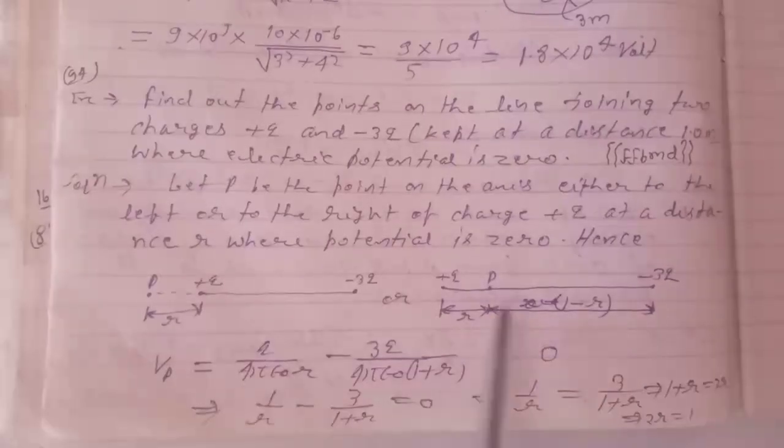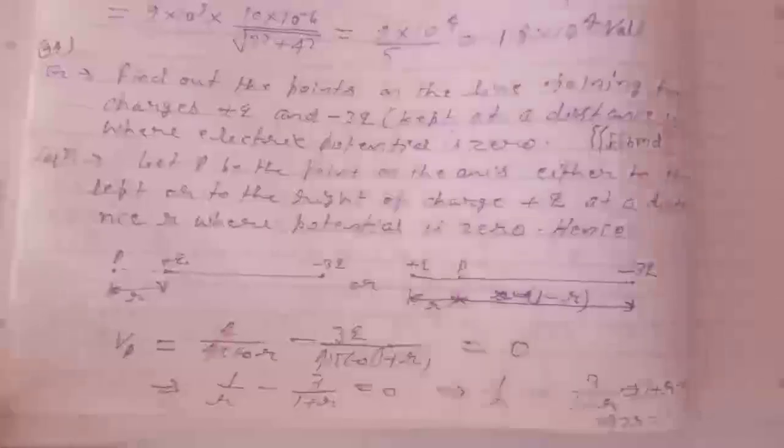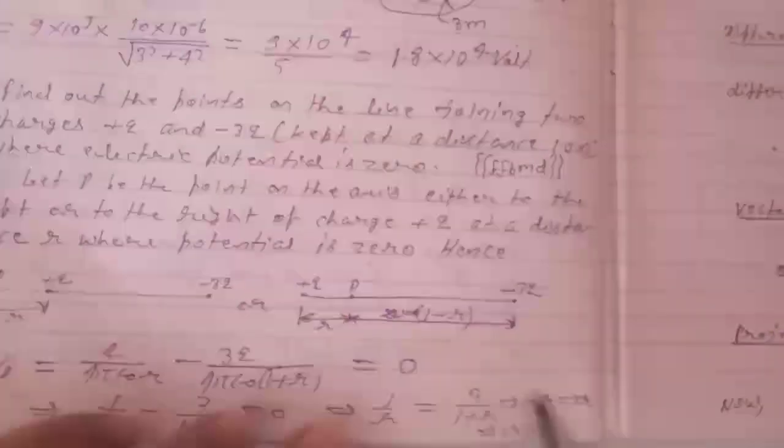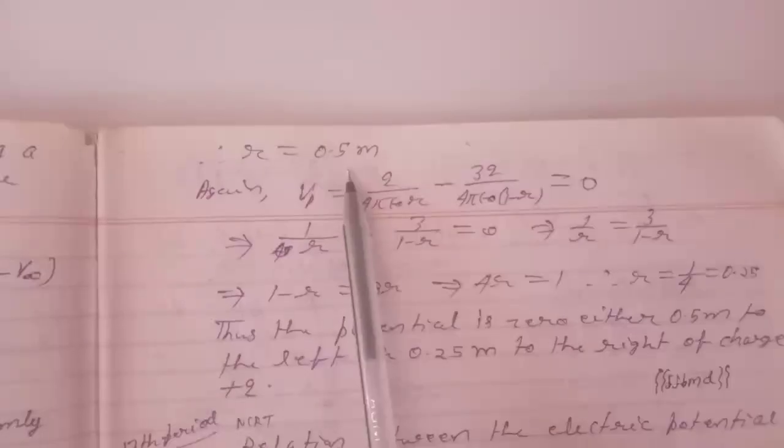Now since the potential should be 0 at P, we have Vp equals 1 by 4 pi epsilon naught, q by r, minus 3q by 4 pi epsilon naught (1 plus r), in this case equals 0. This implies 1 by r minus 3 by (1 plus r) equals 0, or 1 by r equals 3 by (1 plus r), or 1 plus r equals 3r. This implies 2r equals 1. Hence r equals 0.5 meter.